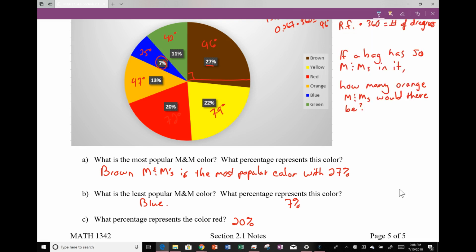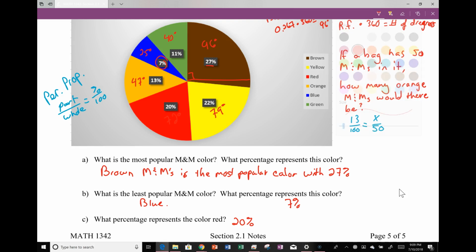The first way I'm going to set it up is the percent proportions. Percent proportions is where we do the part over the whole is equal to percent over 100. The percentage always goes over 100. So if I'm looking at orange, my percentage is 13 out of 100. That's equal to how many are in the bag in total? 50. That's my whole. I'm going to solve for the part.